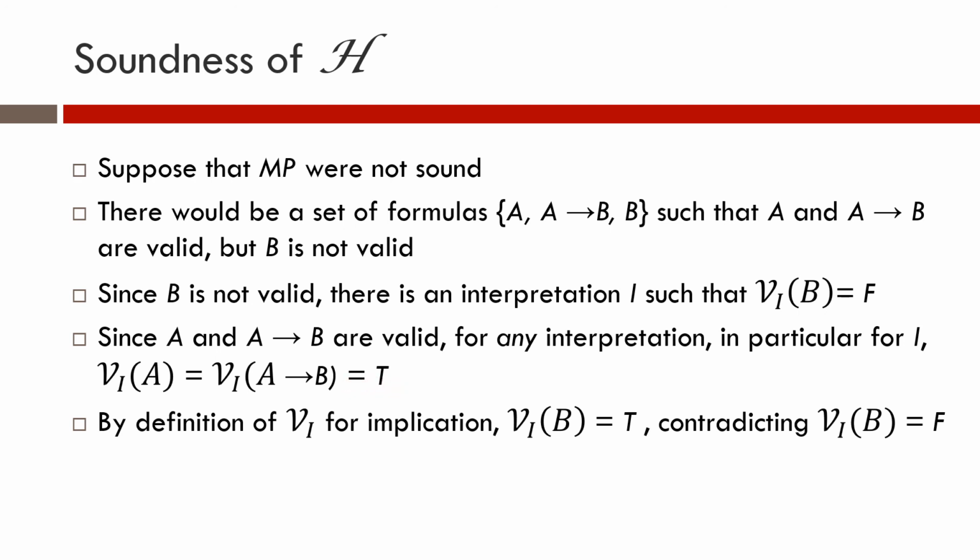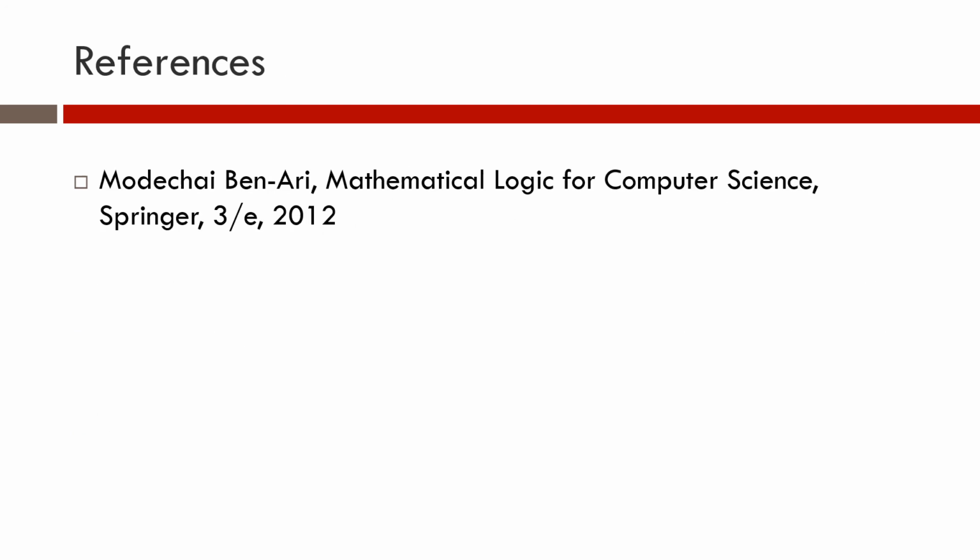So that contradicts the interpretation in which the truth value of B is false. And thus we can prove that modus ponens is sound, which means that if A is provable and A implies B is provable, then B is definitely provable. This topic on the Hilbert system and the soundness of the Hilbert system is from Mathematical Logic for Computer Science by Ben-Ari.